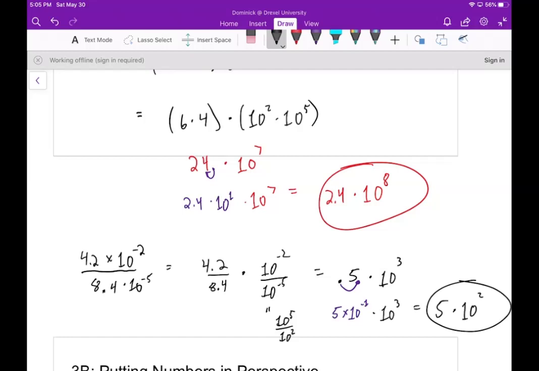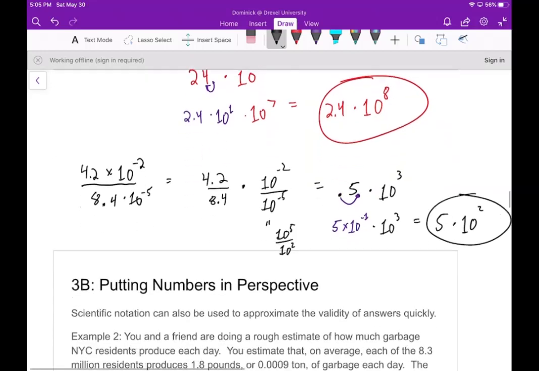All right, so that's multiplying and dividing. You're essentially just grouping the regular numbers together, grouping the powers of 10 together, doing those separately, and then if you need to, you fix that number at the end.